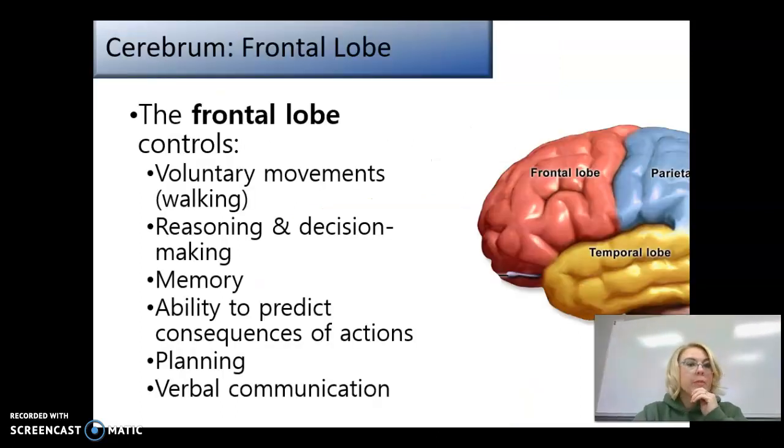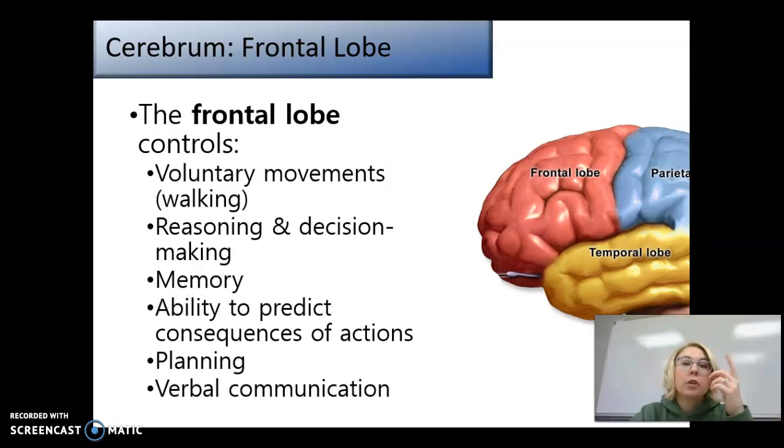So the frontal lobe is right here. It controls our voluntary movements like walking, moving our arms, running, all of that. Reasoning and decision making. So you remember when I say sometimes that your frontal lobe is not fully developed? It's because some of you make really dumb decisions sometimes. This is why. Your frontal lobe is the one that is reasoning and decision making, and it's actually not fully developed until the age of like 21, 22. So don't feel bad. That's just how you're made.